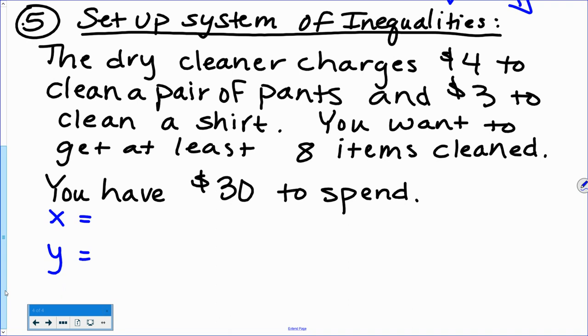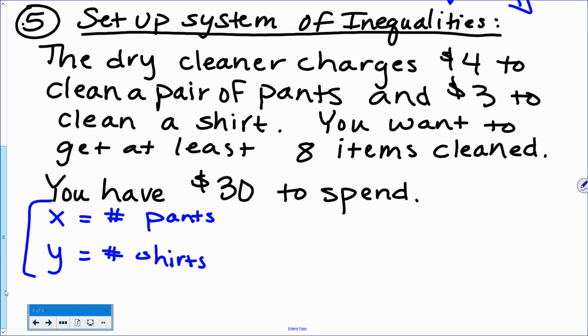All right, so X can represent the number of, what is the first thing listed? Pants. So the amount of pants we're going to have cleaned, and then Y can represent the amount of shirts we're going to have cleaned. All right, they won't have your variables listed as a selection when you click your multiple choice. So we're just talking about what they're going to represent. So when I set up this inequality, you know what they are.